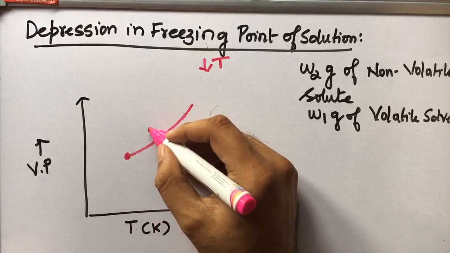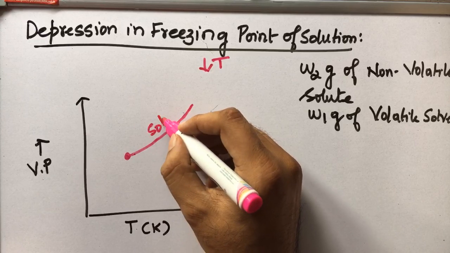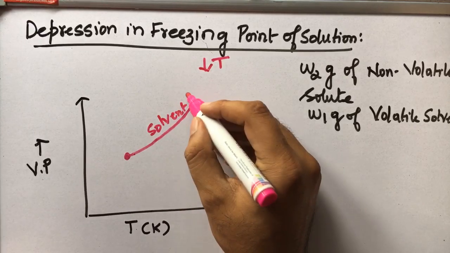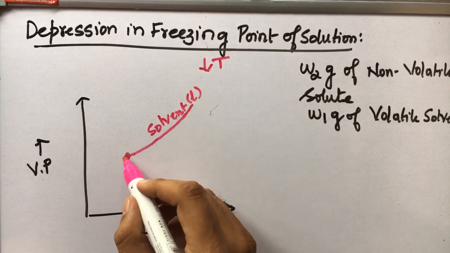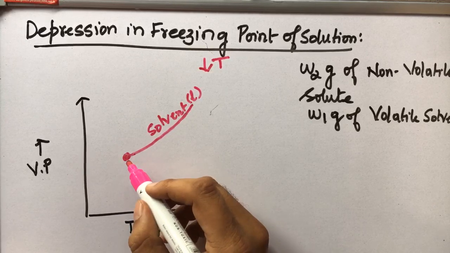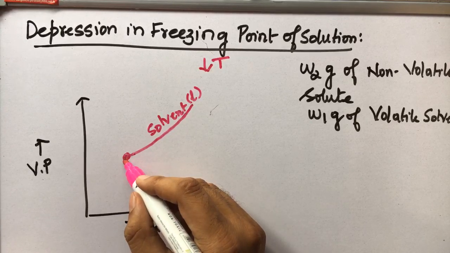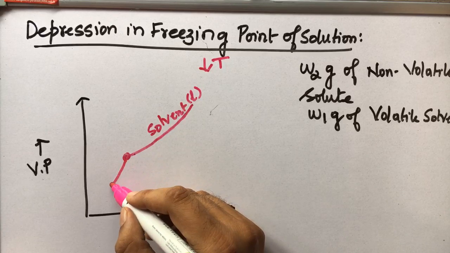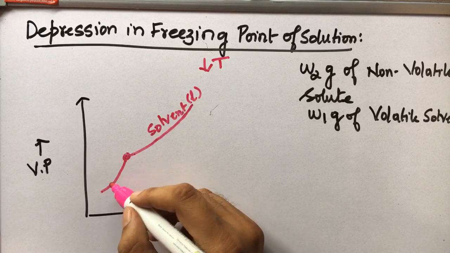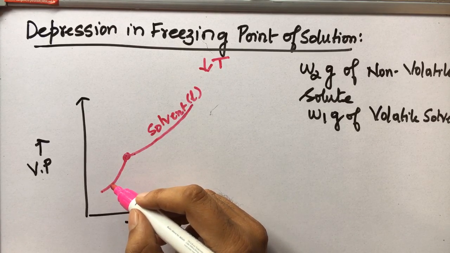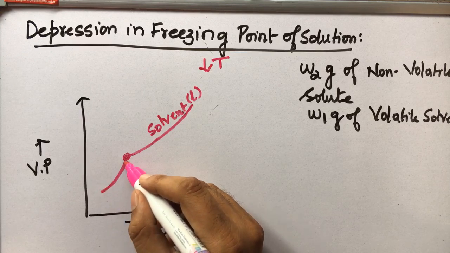Up to here it is for the solvent, but this is in the liquid state. Once it freezes, it becomes a solid. After this particular temperature, there will be a rapid decrease in the vapor pressure, because solids have less tendency to undergo evaporation.